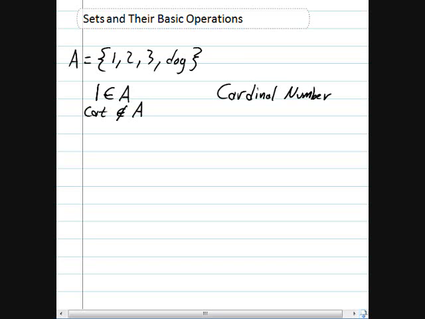We would like to talk about the cardinal number of a set, which is the number of unique elements in the set. And the symbol we use to ask that question is n of A. In our example, A had 4 elements, so n of A would be 4.